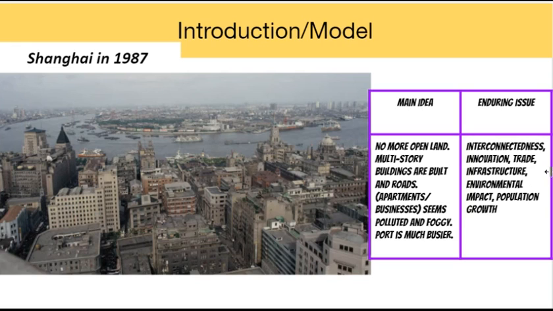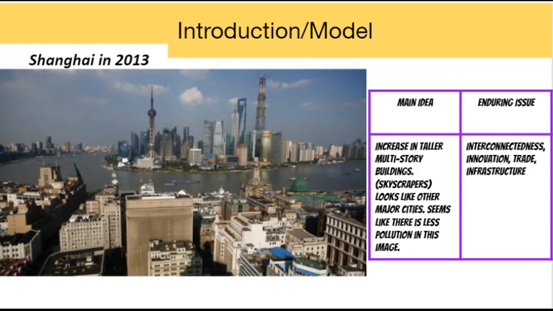So my enduring issue, I came up with interconnectedness, innovation, meaning people communicate with each other. Seems like there's a lot of trade, people going back and forth there from different countries, a lot of trade going on. Innovation, trade, infrastructure, I explained. Environmental impact because of that pollution and population growth. This place looks full. I mean, especially compared to the last one. Change or continuity. Okay, last one here, Shanghai in 2013.